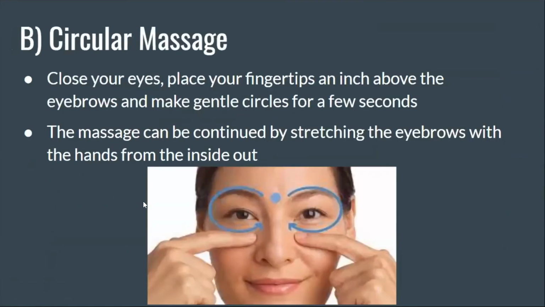Circular massages. Close your eyes and place your fingertips an inch above the eyebrows and make gentle circles for a few seconds. The massage can be continued by stretching the eyebrows with the hand from the inside out.